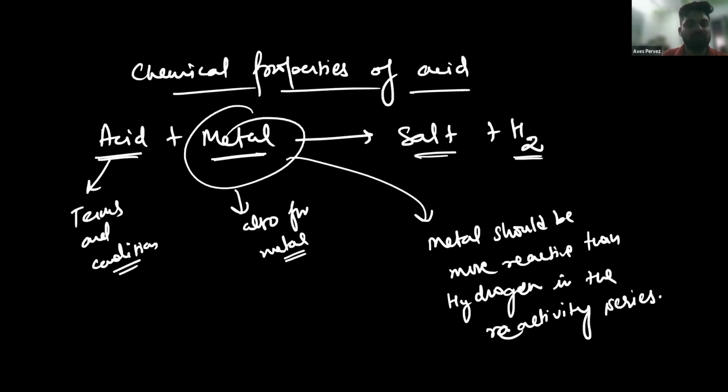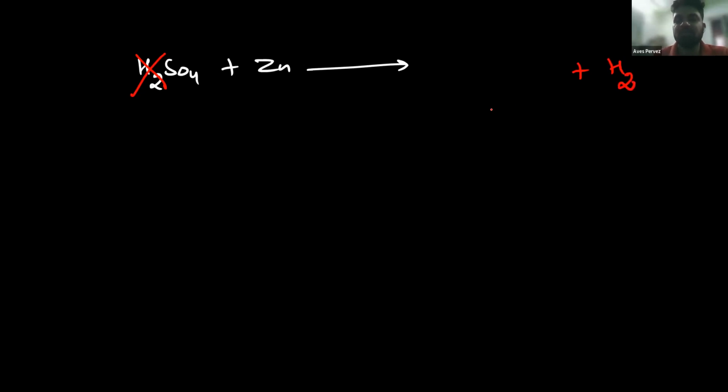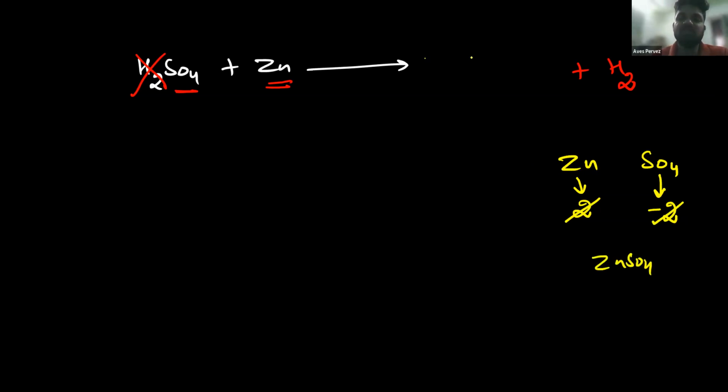So if I have acids, for example H2SO4, when it reacts with zinc, what will it form? ZnSO4 plus H2. Yes. The hydrogen from the acid is used for producing hydrogen gas. Zinc has +2 valency, as given in the valency chart, and SO4 has -2 valency. Both cancel out and they form ZnSO4.